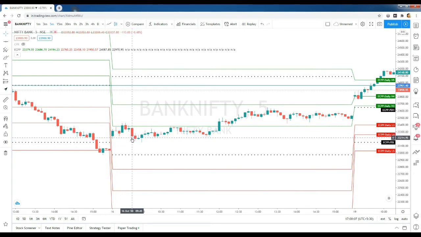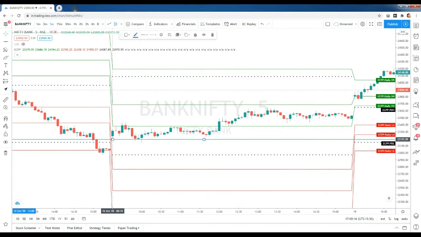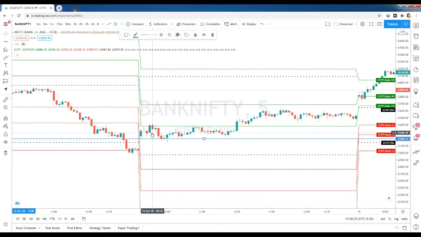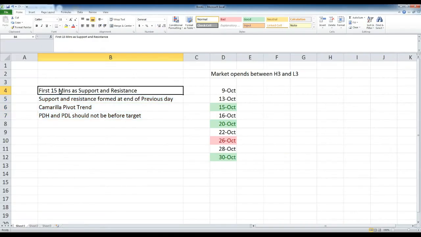But the problem is the current day 15 minutes high and low will be acting as support and resistance, right? So what happened is this low is acting as a support. If you go for entry below this, it is good, but you still need to wait until this 15 minutes low is broken, okay, but it didn't break, right? So if you see, it just reversed from here.